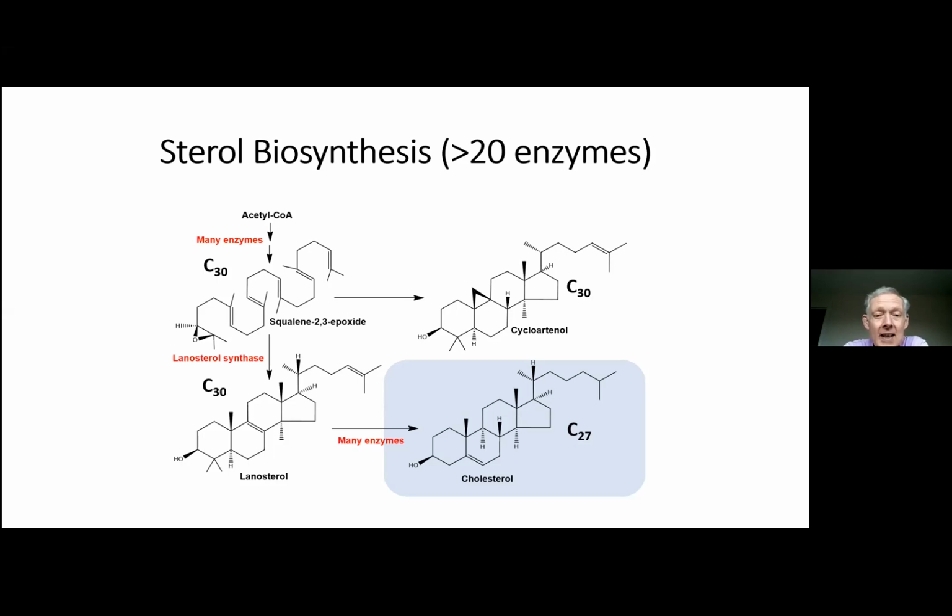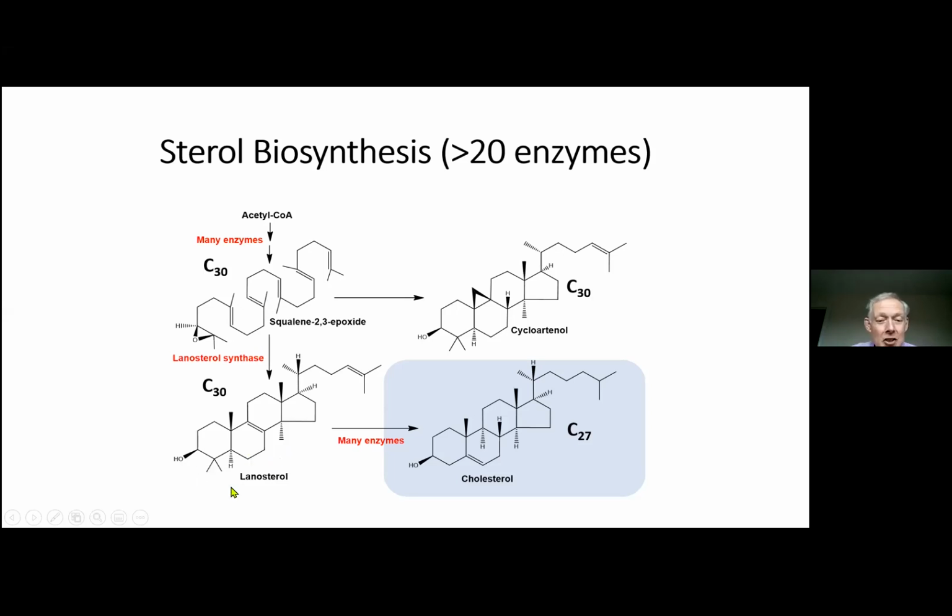All mammalian cells have the capacity to synthesize cholesterol from scratch from acetyl-CoA, and there are over 20 enzymes involved in the synthesis of cholesterol. Acetyl-CoA is converted through a number of steps to squalene 2,3-epoxide in a pathway which we call the mevalonate pathway, and then squalene 2,3-epoxide is converted to lanosterol in an incredible reaction. The enzyme lanosterol synthase cyclizes this squalene molecule and simultaneously makes 4 carbon-carbon bonds. I think that's an incredible reaction.